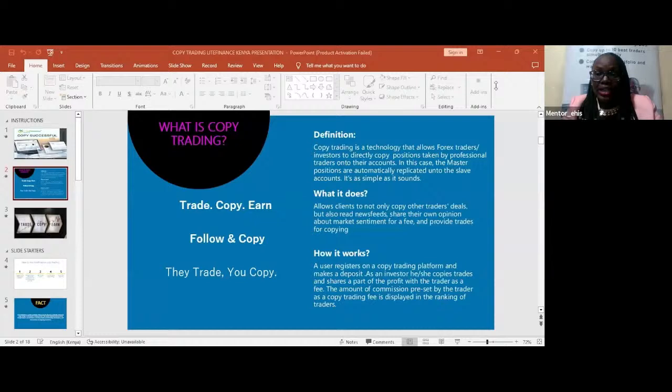It's a technology that allows Forex traders, investors to directly copy positions that are taken by professional traders onto their accounts. In this case, the master positions are automatically replicated onto the slave account. It is just as simple as it sounds. In Light Finance, we have three keywords that we say: you trade, you copy, and earn. Most people would say you follow and copy. They trade and you copy. And just in that definition, it's as simple as it sounds.